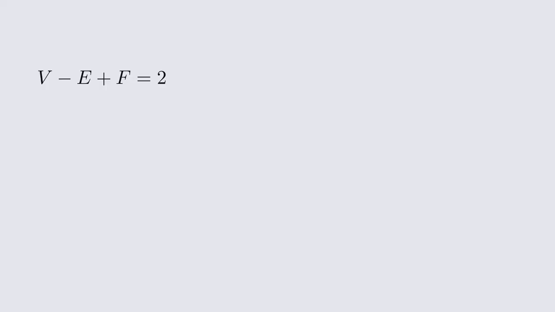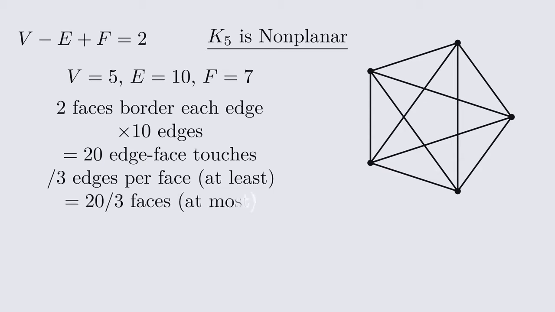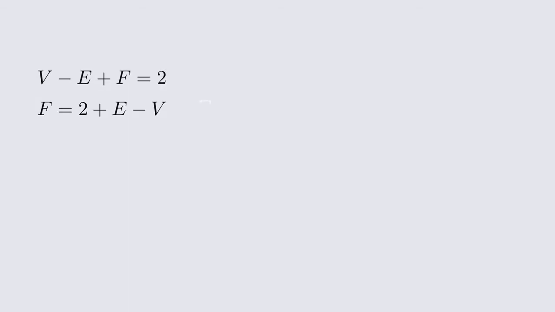How exactly? Well, Euler's formula says that the number of faces is 2 plus E minus V by simple algebra. How many faces can we construct? Well, each face has at least 3 edges, so it uses 3 edge-face touchings, and each edge contributes to 2 edge-face touchings. That means that the number of faces is at most 2/3 E. Why at most? Because a face with more edges uses up more edge-face touchings. Then 2/3 E, the number of faces we can possibly construct, must be at least 2 plus E minus V, the number of faces demanded by Euler's formula.